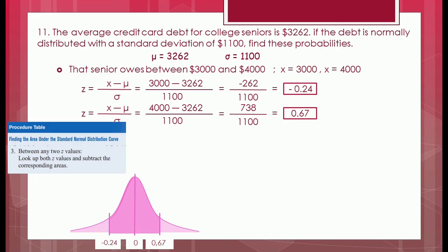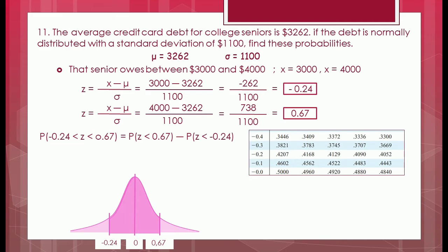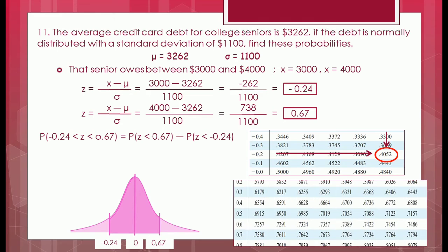Based on the procedure for finding the area under the standard normal distribution curve between any two z values, we have to look up both z values and subtract the corresponding areas. So the probability of any z value between negative 0.24 and 0.67 is equal to the probability of any z value less than 0.67 minus the probability of any z value less than negative 0.24. For the area of negative 0.24, we have 0.4052. And for the area of 0.67, we have 0.7486.